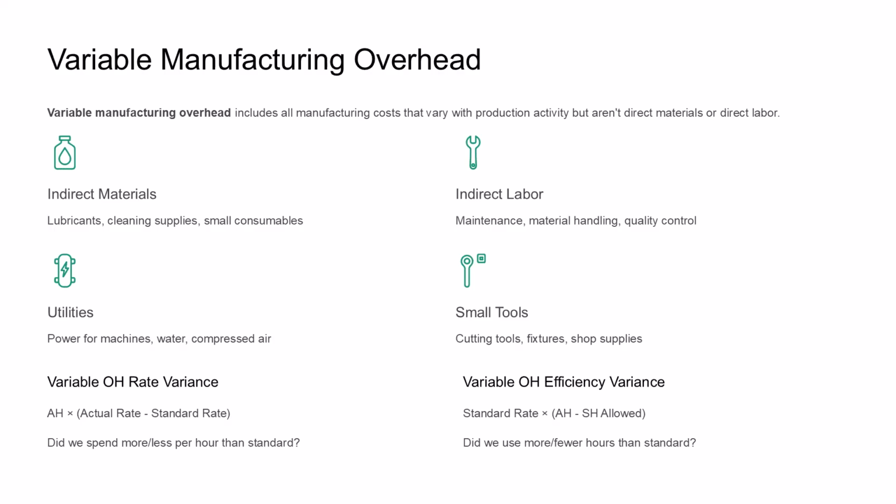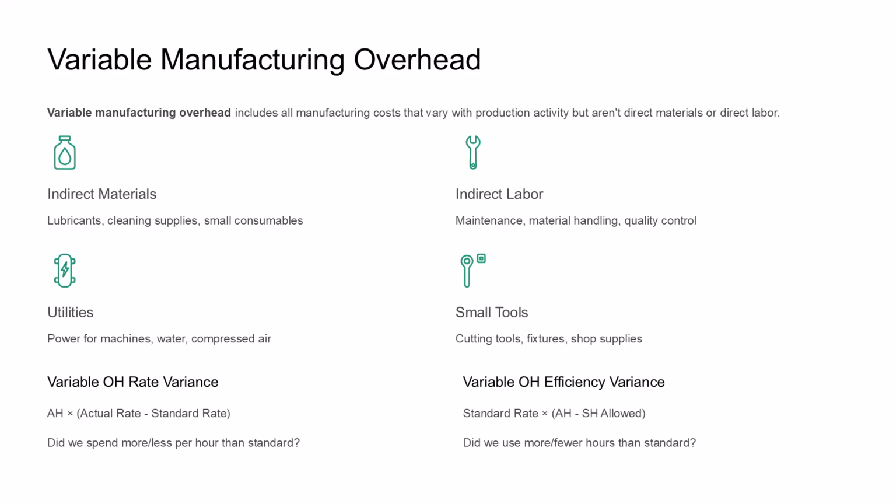Just like with materials and labor, you can calculate variances for variable overhead. The two variances are the variable overhead rate variance and the variable overhead efficiency variance. The rate variance measures whether you spent more or less per hour of the activity base than the standard rate. The efficiency variance measures whether you used more or fewer hours of the activity base than standard for your production volume. The formulas mirror labor variances because the logic is identical. Variable overhead rate variance equals actual hours times the difference between actual rate and standard rate. Variable overhead efficiency variance equals standard rate times the difference between actual hours and standard hours allowed.